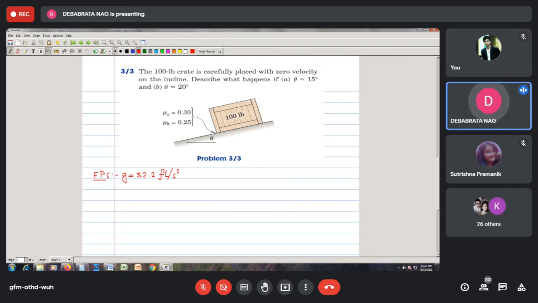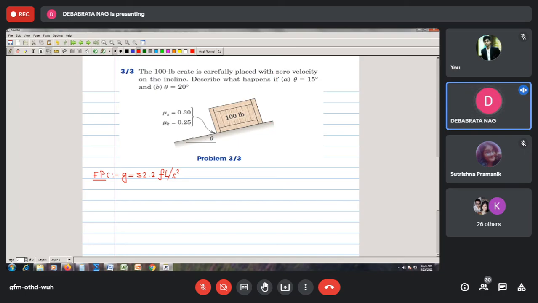Although I assure you there will be no such FPS problems in the exam, neither in the mid semester nor in the end semester. If at all there is such a problem, we will reconvert it to the SI system. However, in the class we may have to solve certain FPS type of problems like this. So here what is said: the 100-pound crate is carefully placed with zero velocity on the inclined plane.